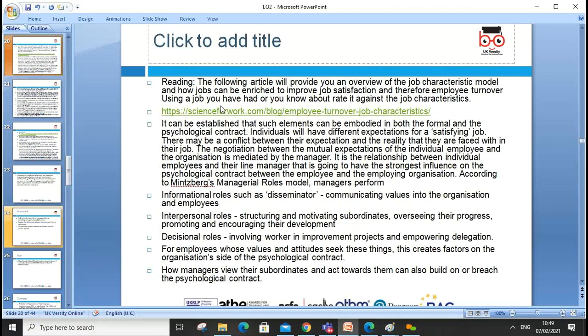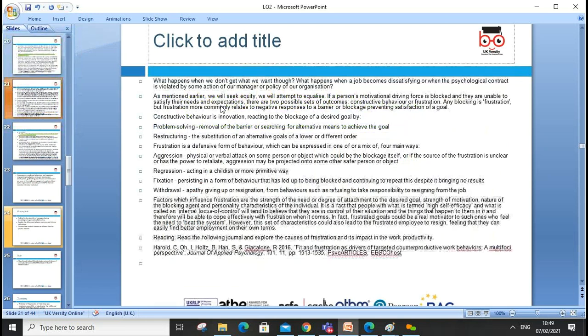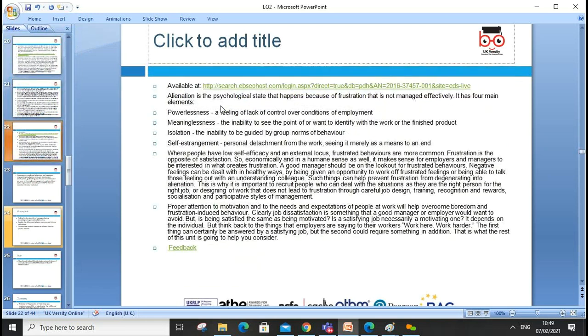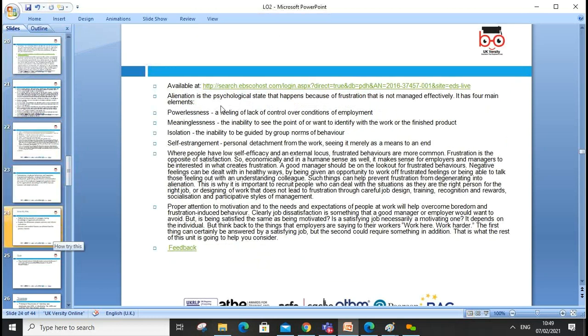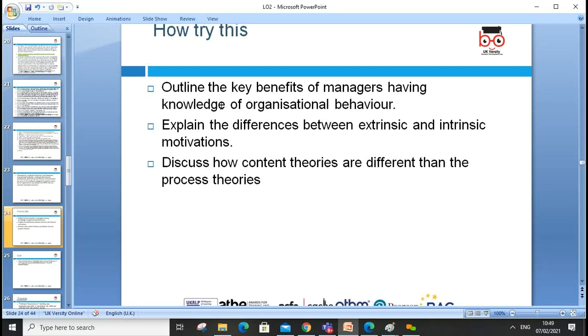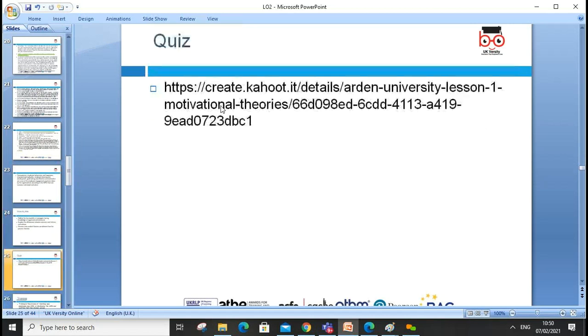Then we have an article journal as well to read about these theories and the authors, which we said, Herzberg theories and all. Everything is summarized here, and also in mind maps. So please try to outline the key benefits of a manager having knowledge of organizational behavior, about the types of that, if we can look around.